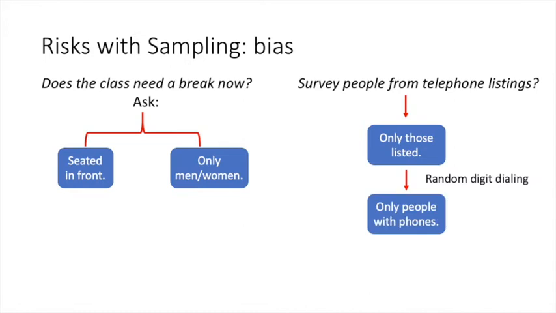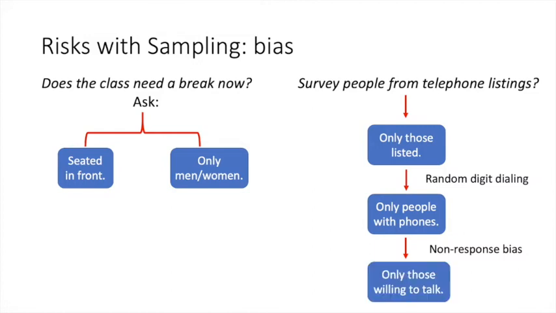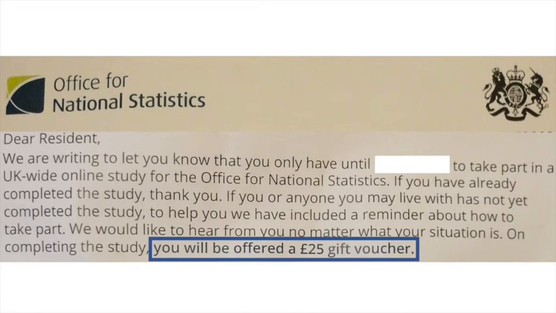Well, not really, because significant samples of population may not have phones. Moreover, there can be a non-response bias. That is, people are not always willing to talk to surveyors. To avoid that, surveyors either call multiple times or offer incentives such as cash for filling in the survey. For example, here is a letter sent out by the Office for National Statistics in the UK that offers a £25 cash incentive for filling in a survey.